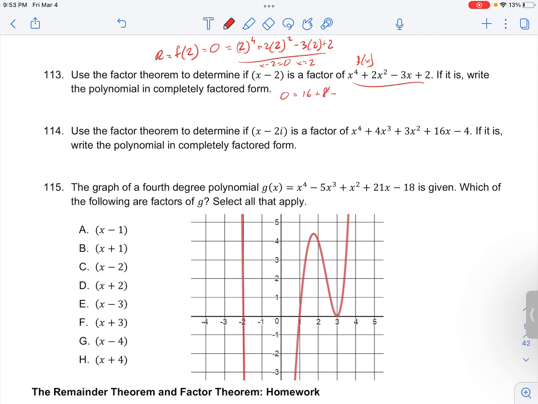And minus 6 plus 2, which gives us 16 plus 8 minus 6 is 2, plus 2 is 4, gives us 20 on the right hand side, and a 0 on the left. So this does not equal each other, which means that x minus 2 is not a factor of the function. So x minus 2 is not a factor.